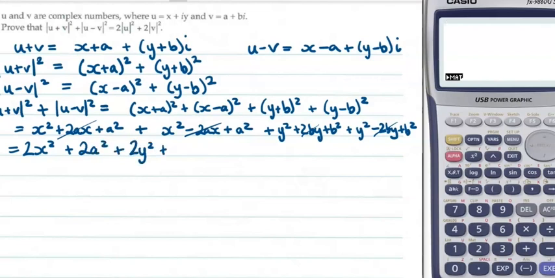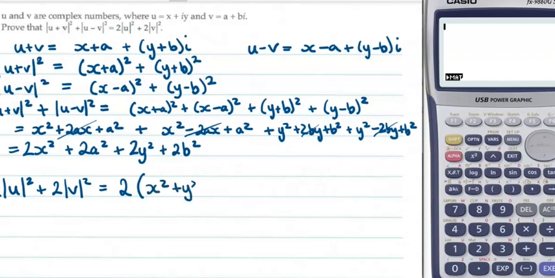2y squared and 2b squared. Okay, now let's take the right-hand side. 2 modulus of u squared, 2 modulus of v squared. So that is 2 times the modulus of u, which is x squared plus y squared, plus 2 times the modulus of v squared, which is a squared plus b squared.